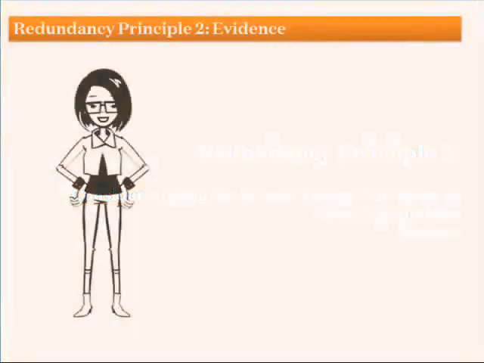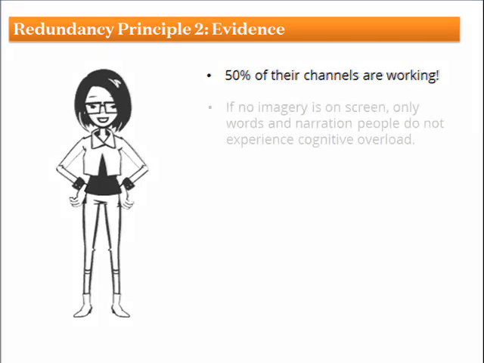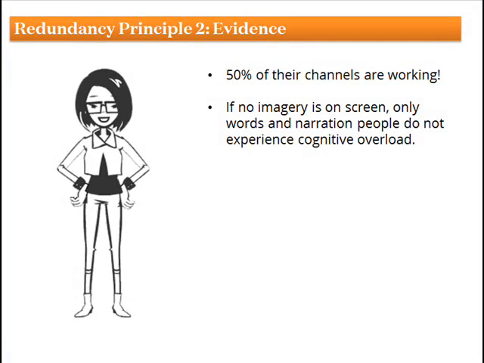In situations when participants only listen but not see, only 50% of their channels are working. Learning is so much more successful when there is an equal balance of verbal and image channels being put to task. If no imagery is on the screen, only words and narration, people do not experience cognitive overload.